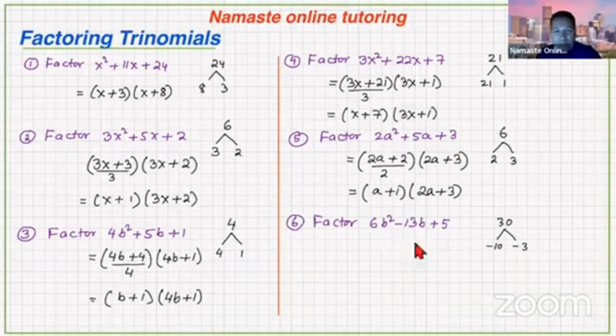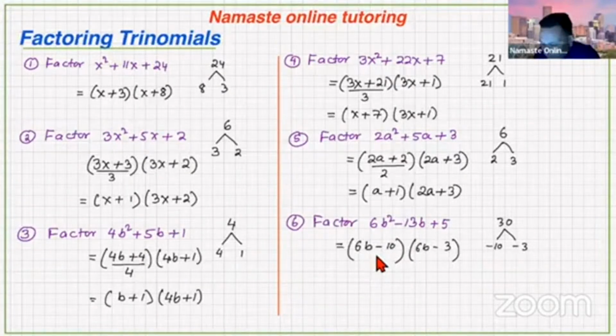So in order to write the factors, the first term is 6b squared, so we start with 6b. 6b minus that number and 6b minus the second number. So this can be written as 6b minus the first number multiplied by 6b minus the second number. Now what we can see here is in the first parenthesis, we have 6b minus 10. That means there is a common factor of 2, so we divide it by 2. And in the second parenthesis, we have 6b minus 3. There is a common factor of 3, so we divide it by 3.